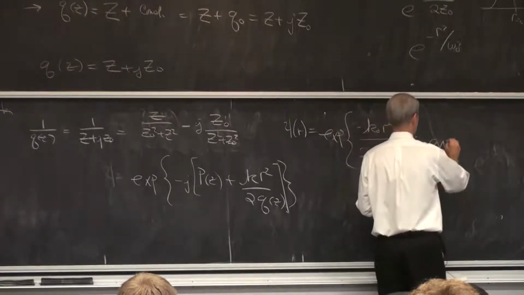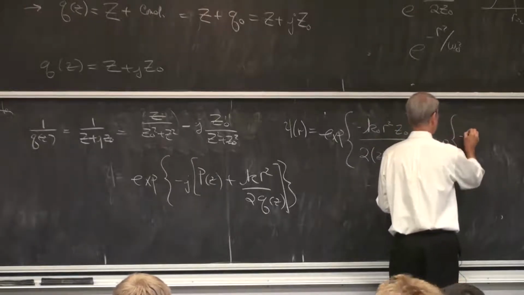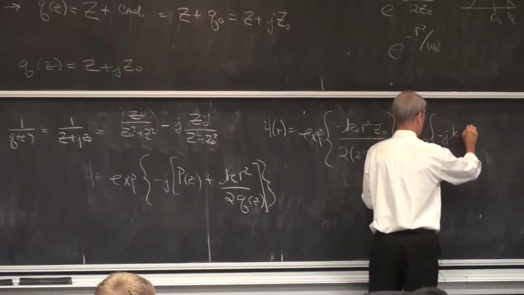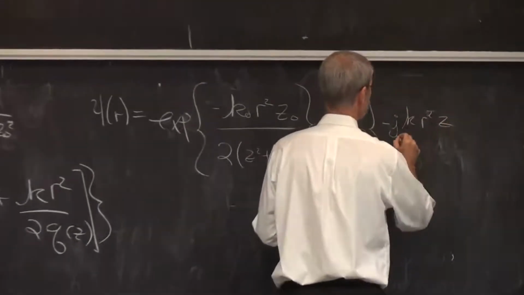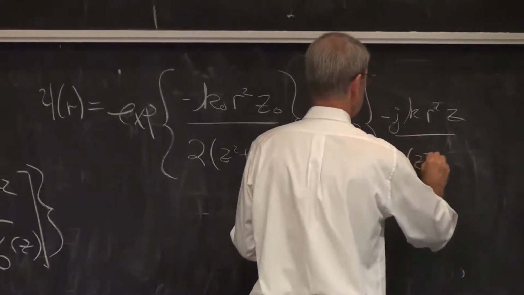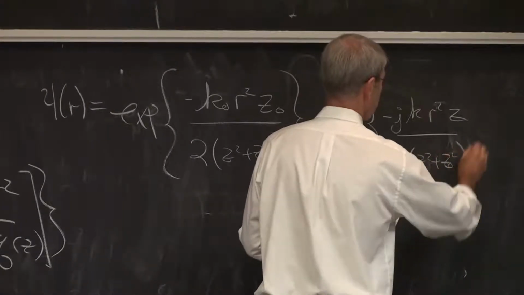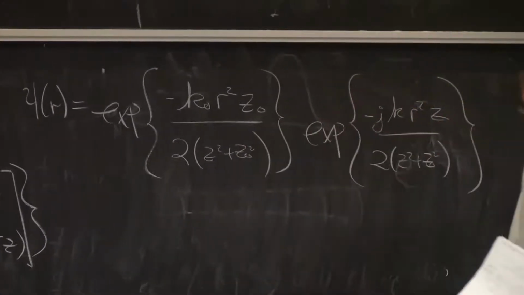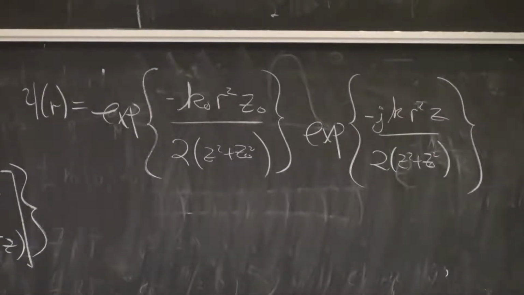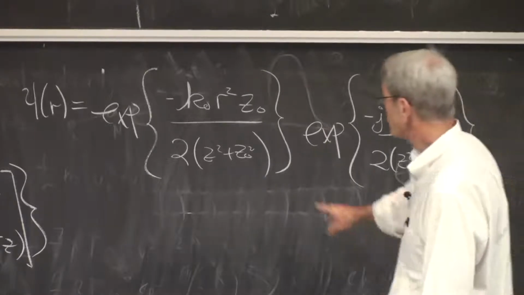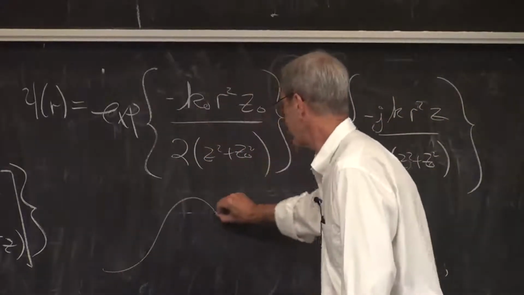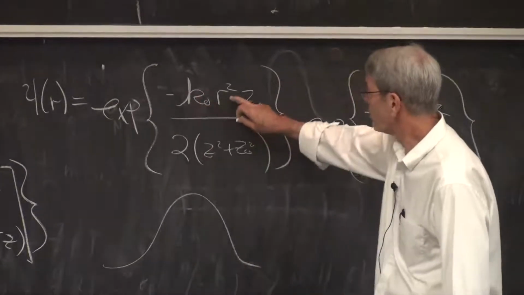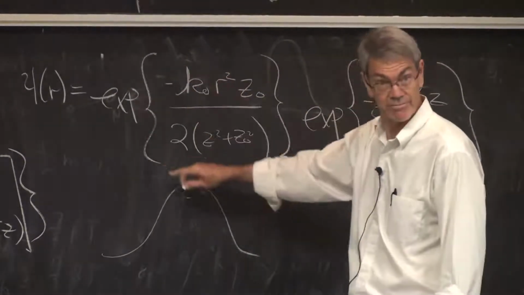And then an exponent of minus j k r squared z over 2 z squared plus z naught squared. So that's just, I've taken q out and put it in terms of z and z naught. Now notice the first term is real, the second term is phase. So this is clearly going to be some sort of Gaussian when I plot it like that, and it's going to be r squared over the spot size.